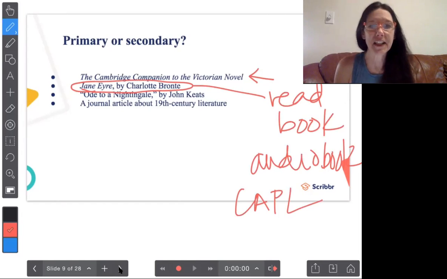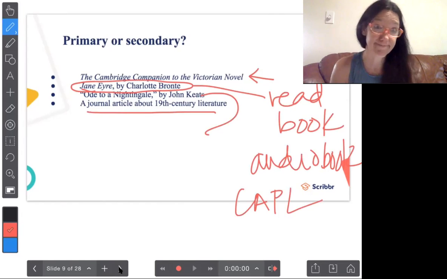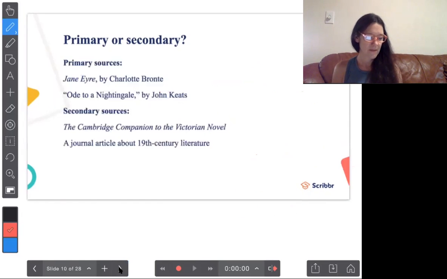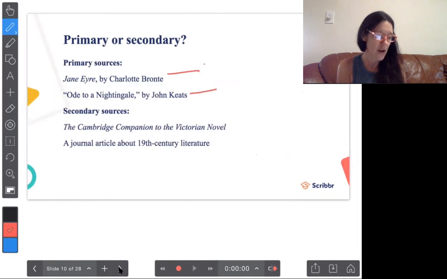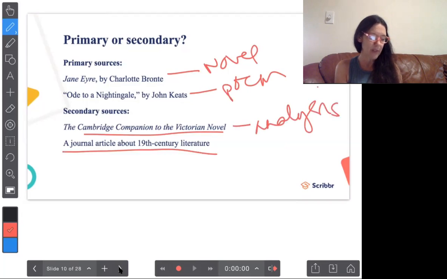Ode to a Nightingale. Poetry. A journal article about 19th century literature. What do you think? Okay, so primary, right? This is a book, primary resource. This is a poem. So this is like a novel. This is a poem. This is the companion to it. So this is analysis of a novel. And then this is a review essentially.